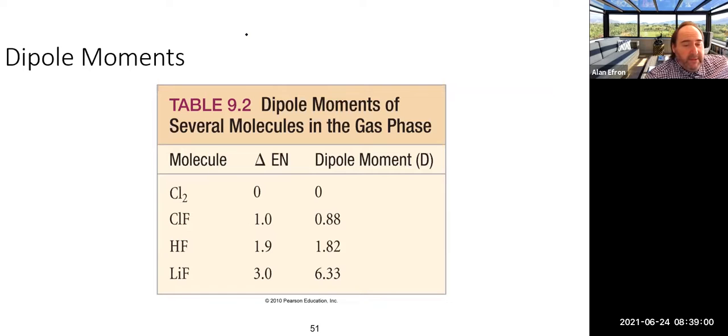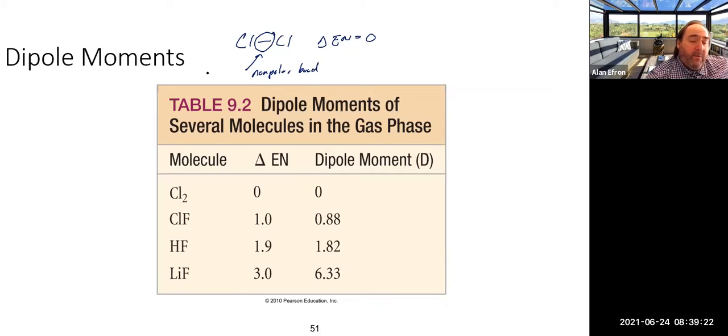So when we look at something like Cl2, and we look at the change in electronegativity as we see from the table here, it is 0. And what we know about the change in electronegativity here is that this bond right here is a nonpolar bond.